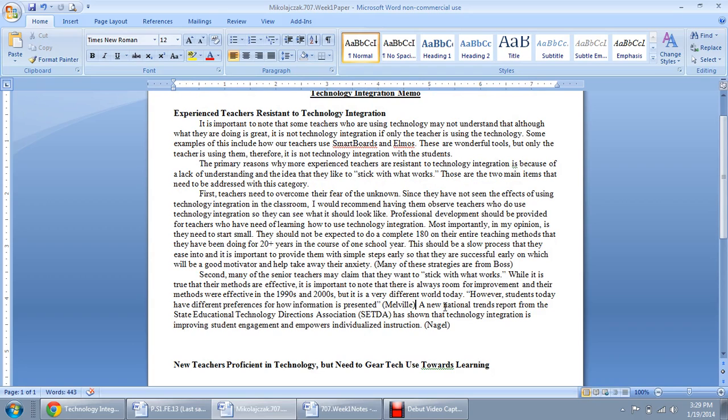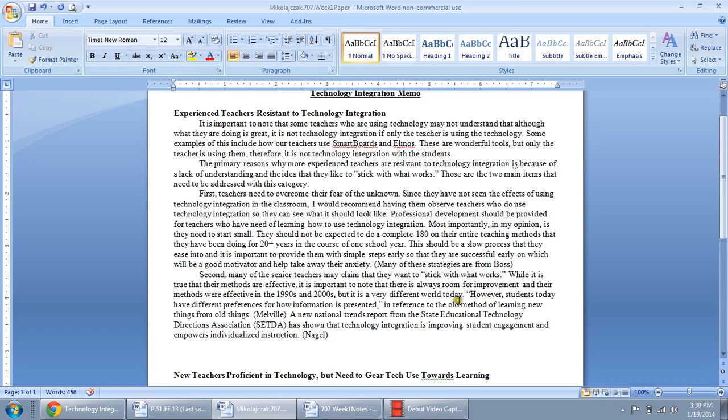So that really reinforces the idea that learning is much different today than it was in the past. Reference to the old method of learning new things, old things. I think that's going to be my biggest section, because I think that's really the biggest issue, at least in my school.